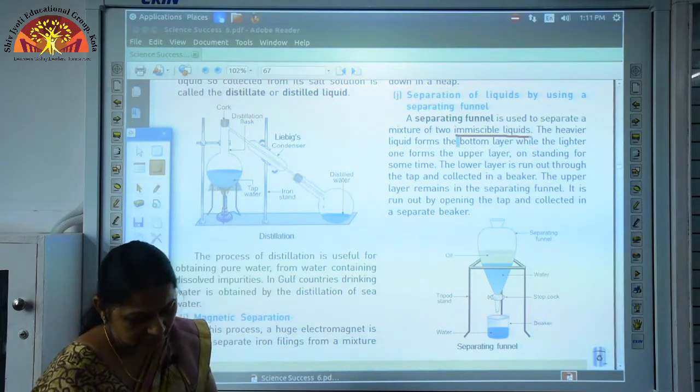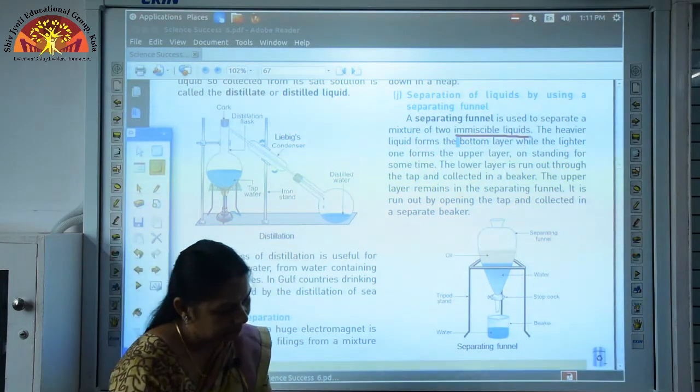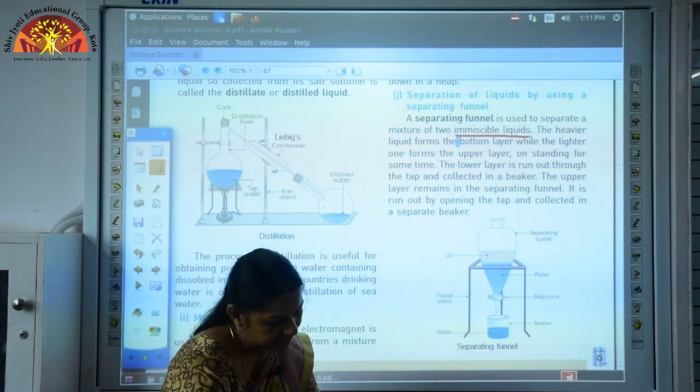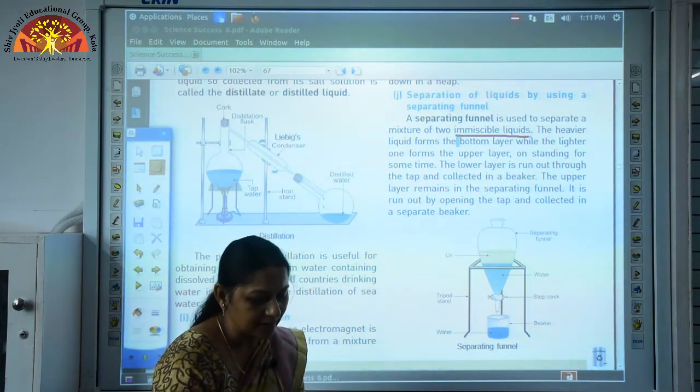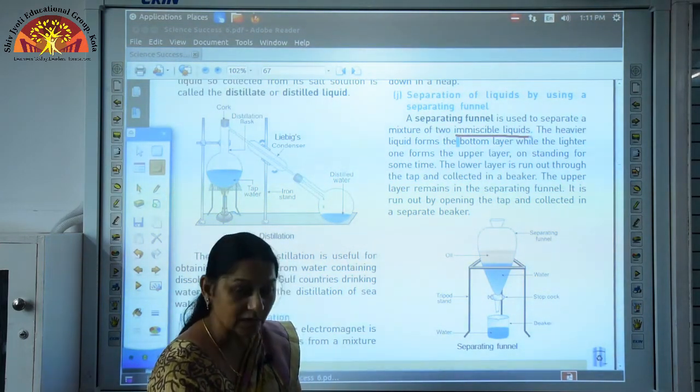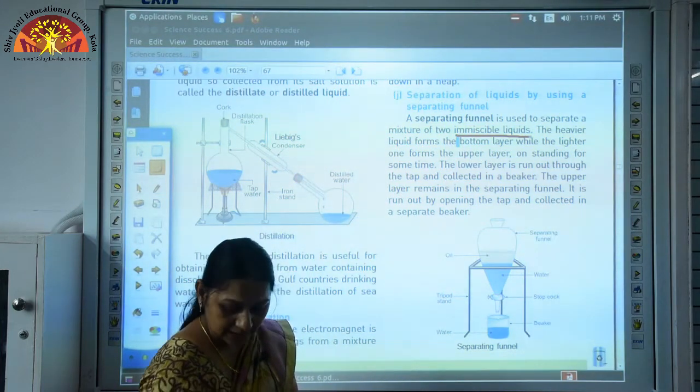Now, next topic children, here we have use of more than one method of separation. This is on page number 69.